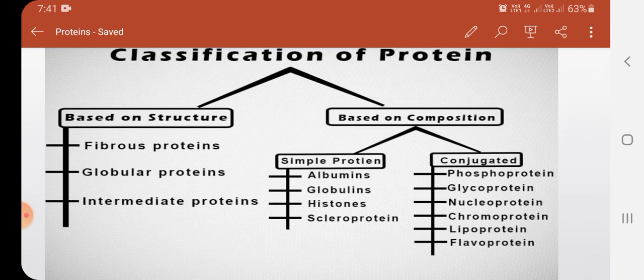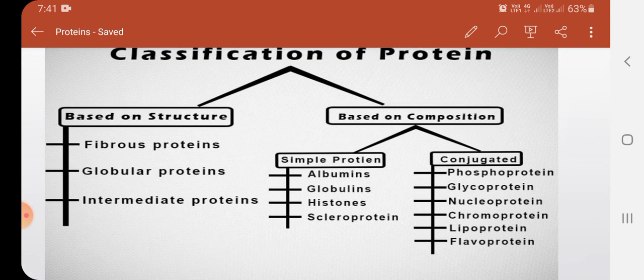Then next is the globulin. Globulin is insoluble in water but freely soluble in dilute salt solution. These are precipitated by half saturated salt solution. Examples are serum globulins, vitellins, tuberins, myosinogen.